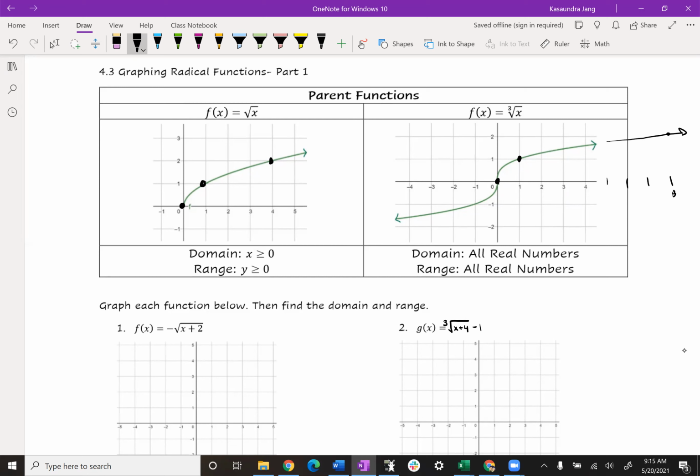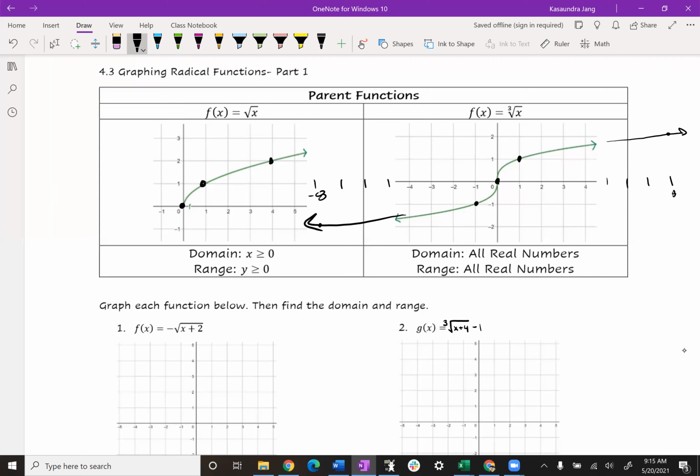And it does hit the negatives. Cube root of negative 1 is negative 1. Cube root of negative 8. So let's see, 5, 6, 7, 8. Again, kind of off the charts here. Cube root of negative 8 is negative 2. All right, so it would continue through that.